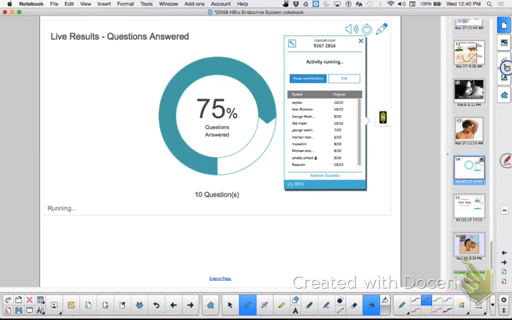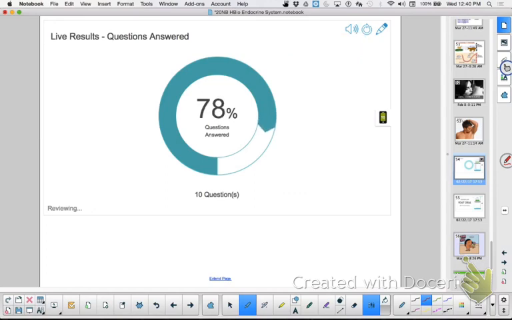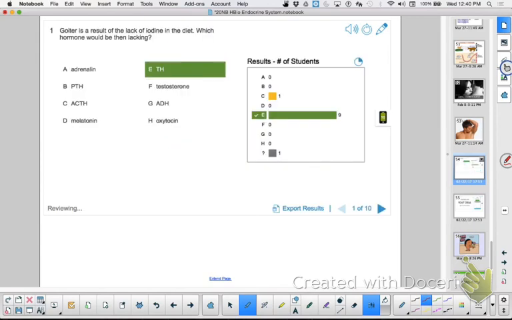Okay, not everybody had a chance to go through these, but we're going to go ahead and end this. Oh, look, I'll finish it now, just to make sure you understand them. Goiter is a result of lack of iodine in the diet, and that would be thyroid hormone. Good job. Not ACTH. What is ACTH? Adrenal cortex something. Yes, affects the adrenal cortex.